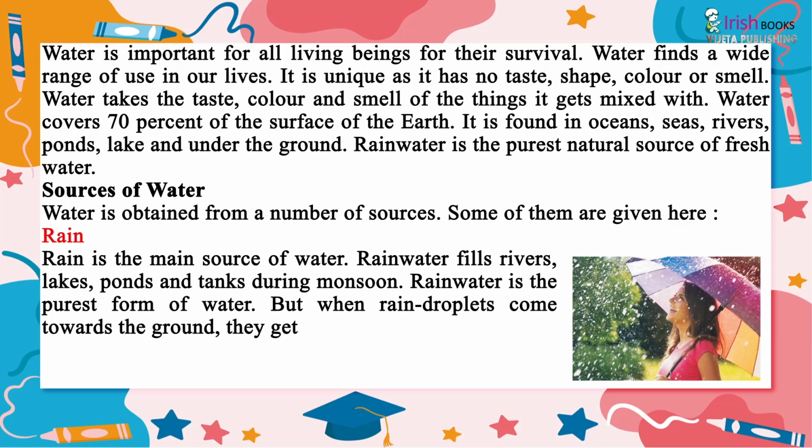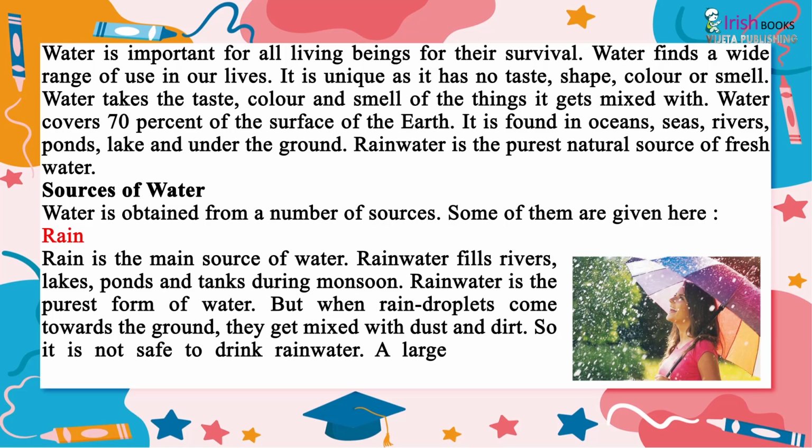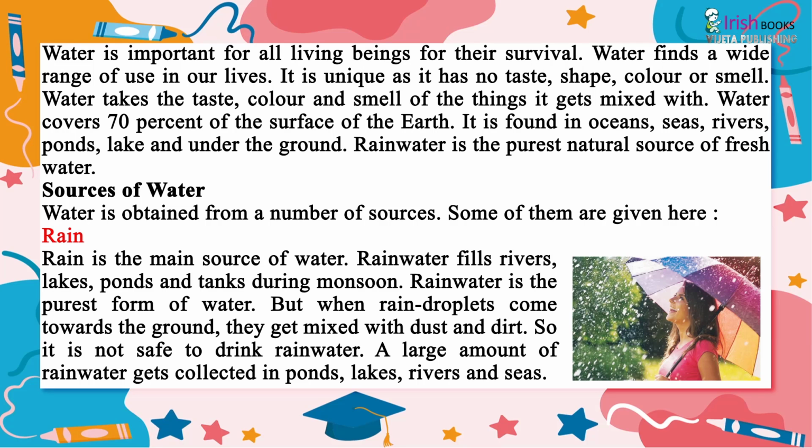Rainwater is the purest form of water. But when rain droplets come towards the ground, they get mixed with dust and dirt. So, it is not safe to drink rainwater. A large amount of rainwater gets collected in ponds, lakes, rivers and seas.